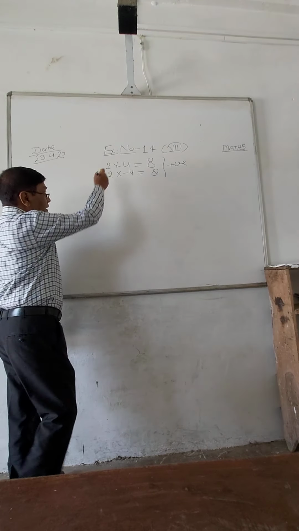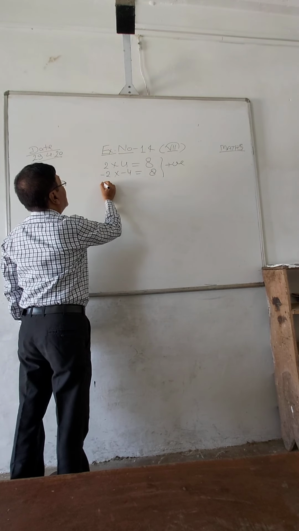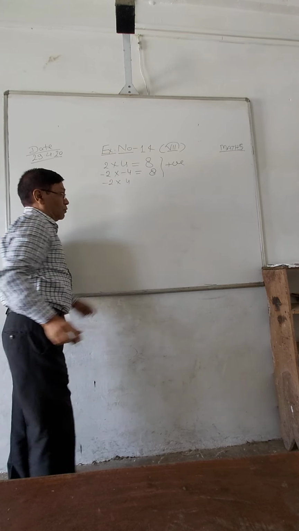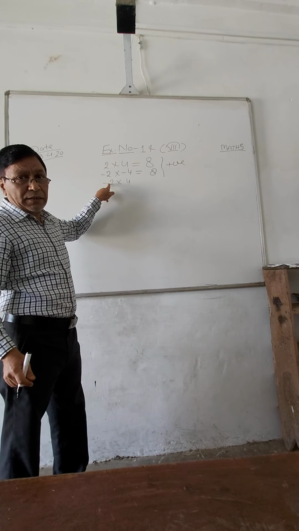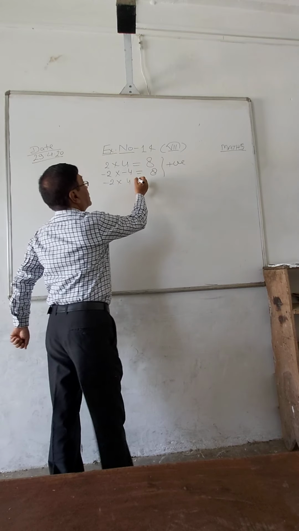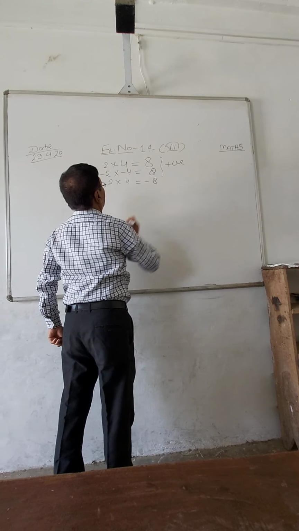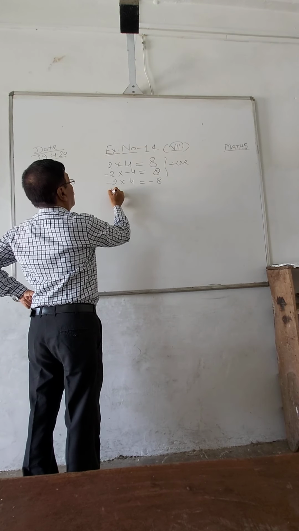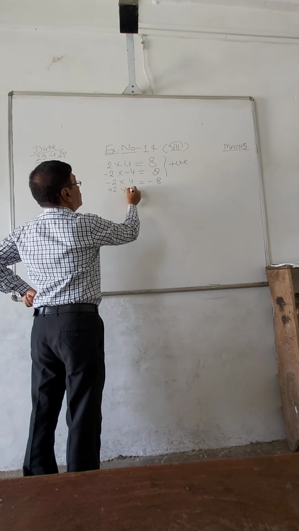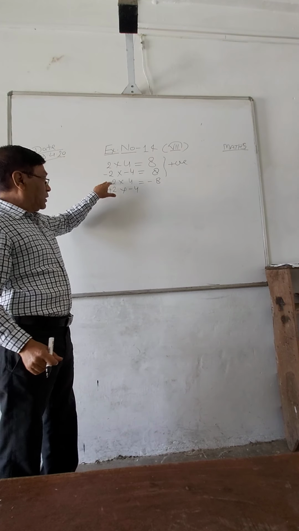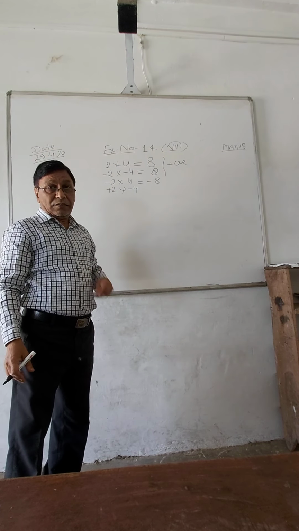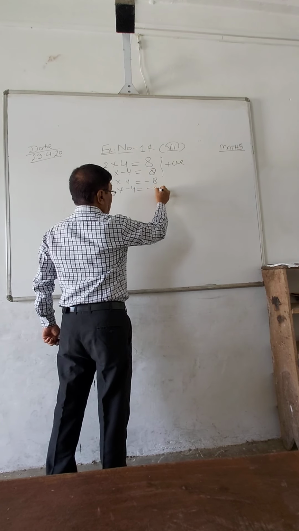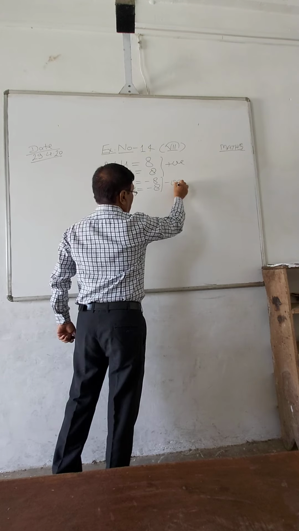Now, in other cases, when the signs of the two numbers are different, one positive and the other negative, the result will come -8. Here, 2 into -4, here also the signs are different. So if we multiply these two numbers, it always comes negative.